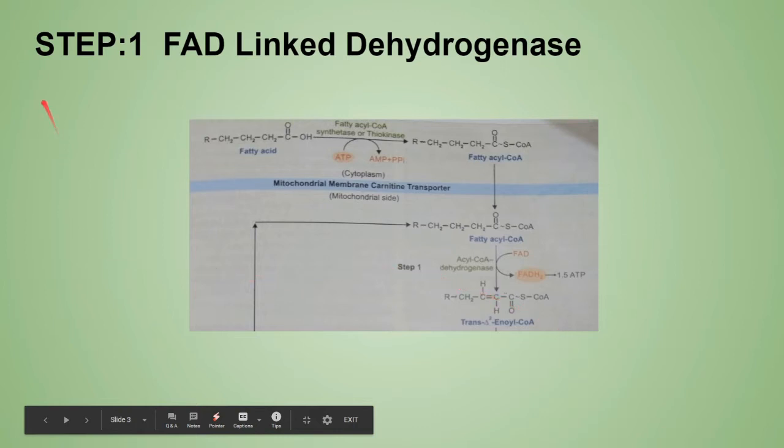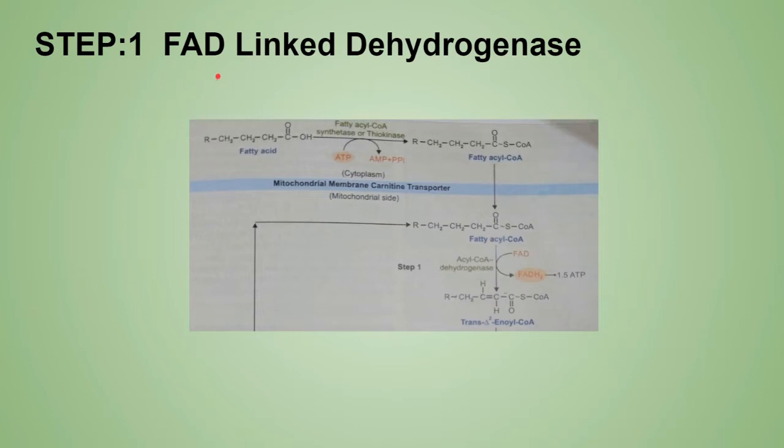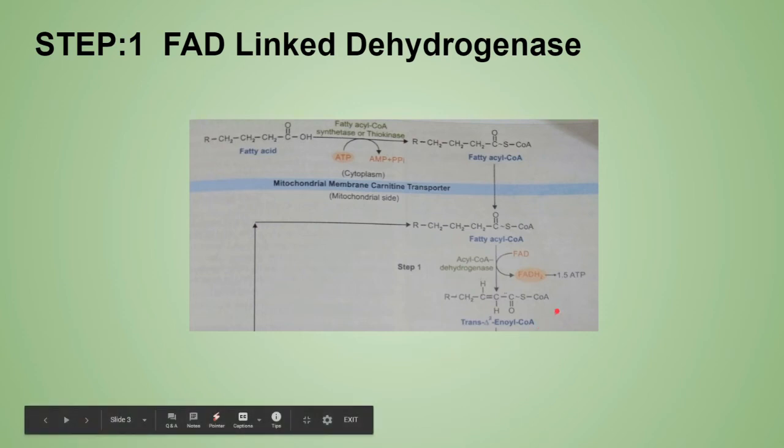Now we have a total of 4 steps. First of all, step 1, that is the FAD-linked dehydrogenase. What we did previously is that we activated this fatty acid to fatty acyl-CoA and transferred it inside the mitochondrial matrix with the help of transporters: carnitine translocase, CAT1, CAT2. Just refer to my previous video for that. Now this fatty acyl-CoA will get dehydrogenated by the enzyme of the same name, acyl-CoA dehydrogenase, and the FAD will take its 2 hydrogens and form trans-enoyl-CoA.